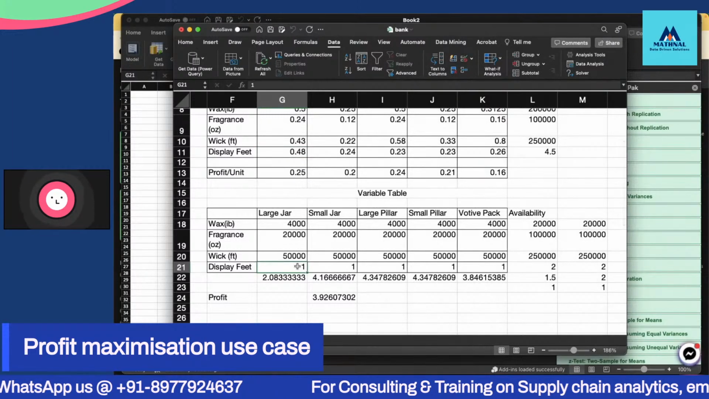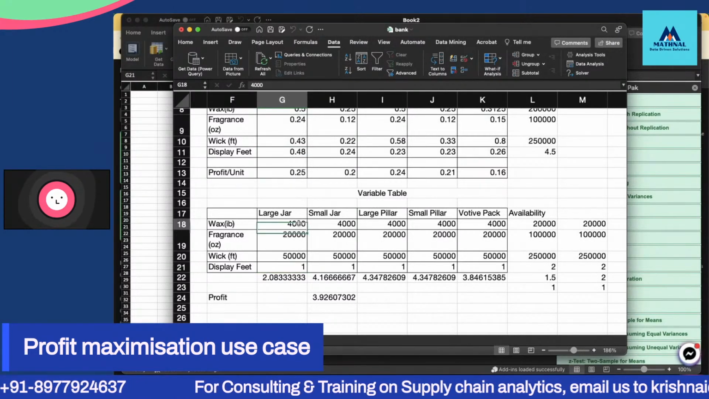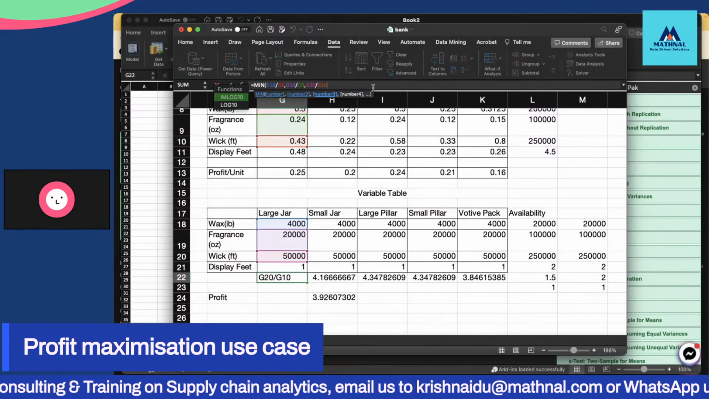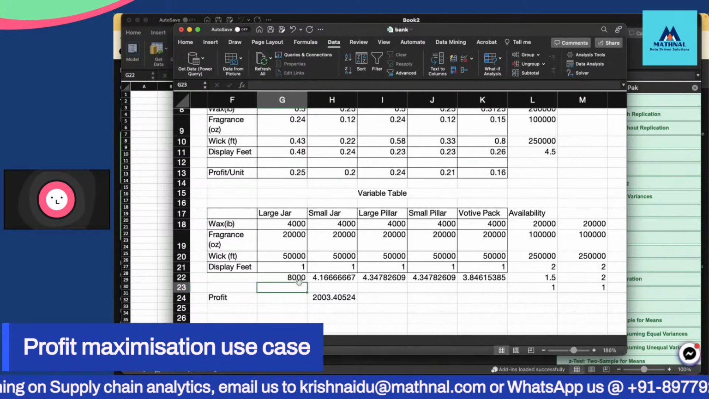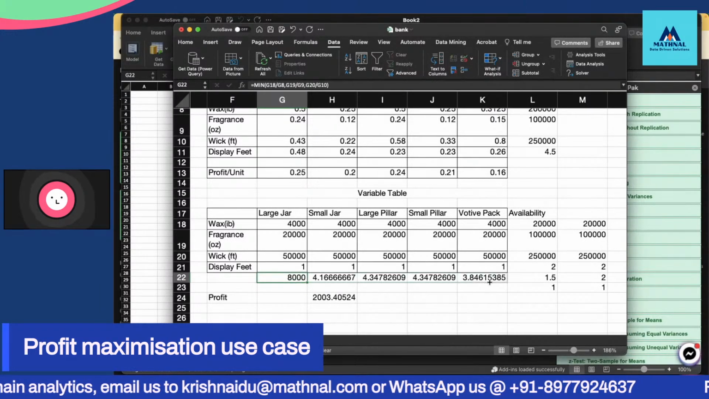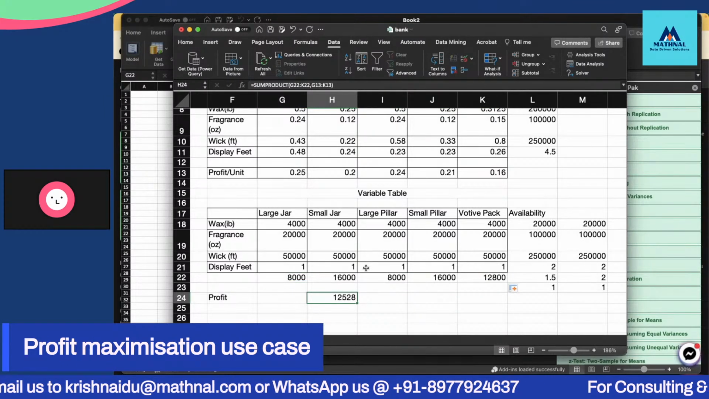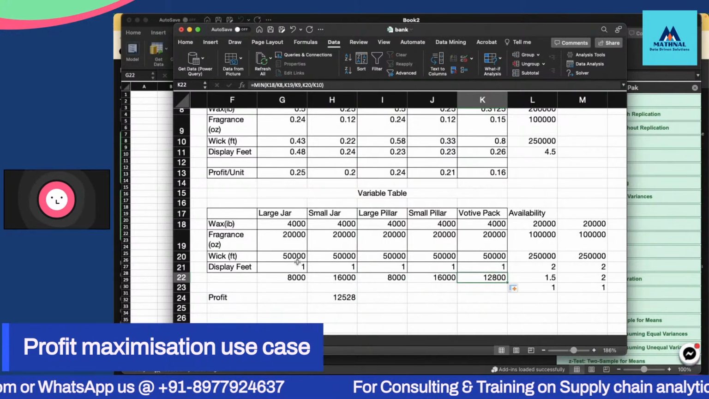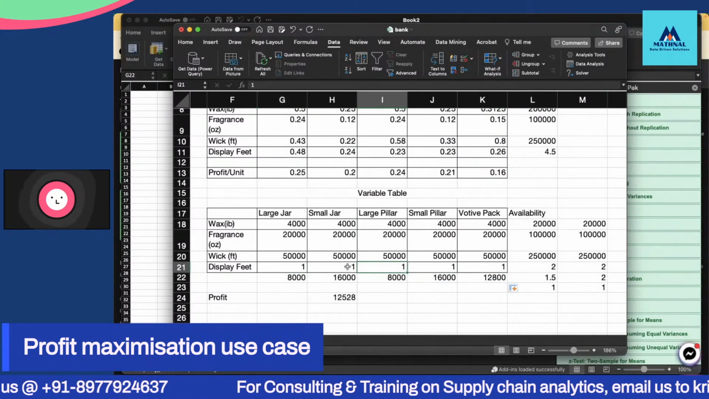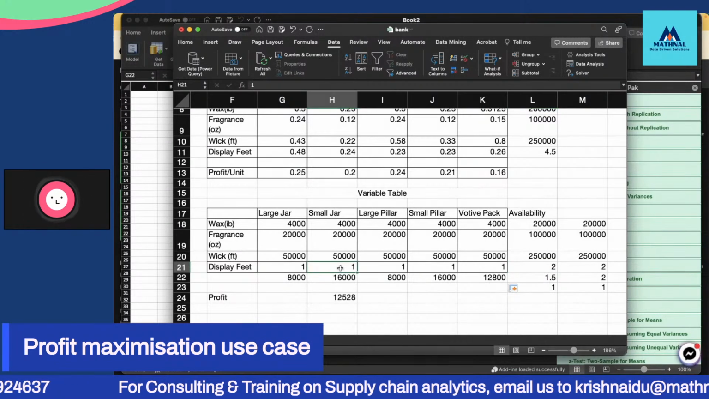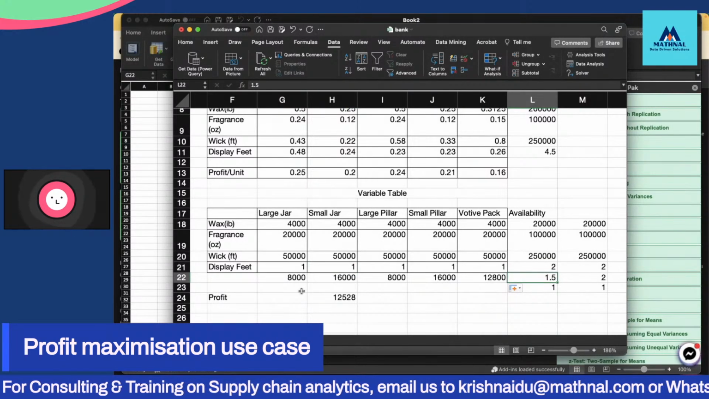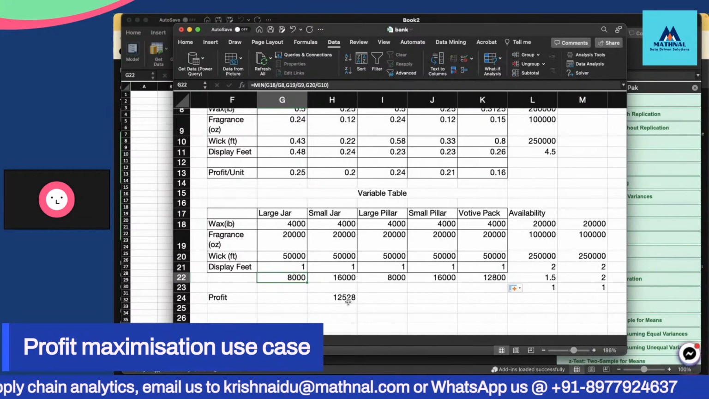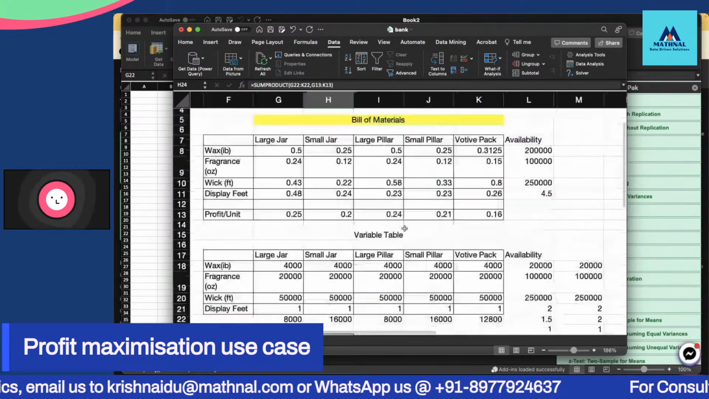So 1 foot is there, right? So from this, we have to choose the minimum. If I remove the last one from the solution, I'm going to produce 8,000 units from here. Yes, 16,000 units we're going to produce, 8,000 we're going to produce, now we're going to produce 12,000. 1 plus 1 is 2, this is 1, so this is 1.5. So the profit is 12,528.